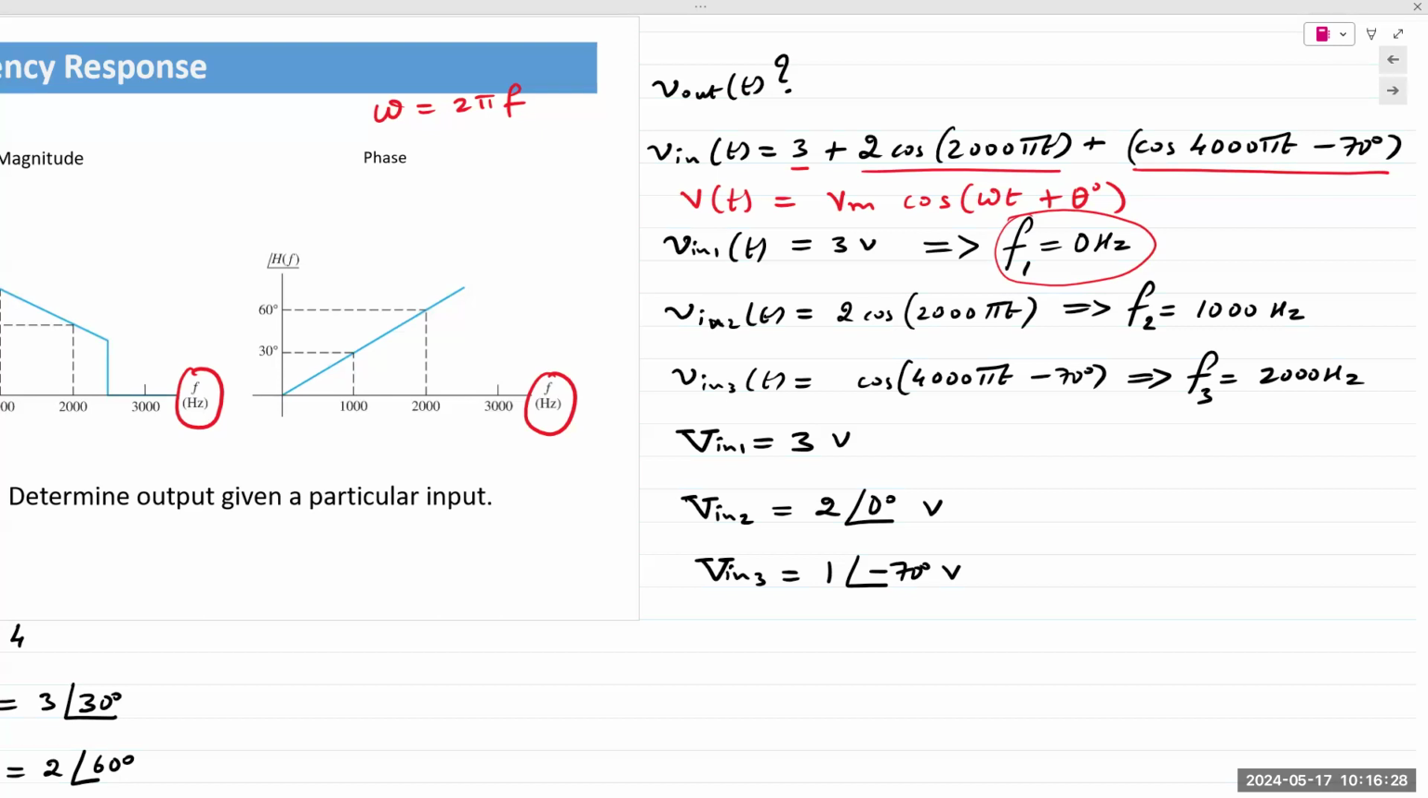Yes. Yeah, this is given. Find V out of t if V in of t is.